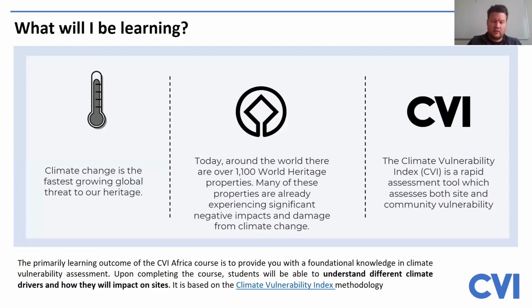So our training course is based on an approach called the Climate Vulnerability Index. The Climate Vulnerability Index was initially developed by Dr. Scott Heron and Dr. John Day, who are partners on this course. And it is about reflecting and responding to the single greatest threat facing our World Heritage sites. Now, of course, climate change does not only affect our World Heritage sites, it affects a far broader range of sites. But our World Heritage sites are perhaps our exemplars.